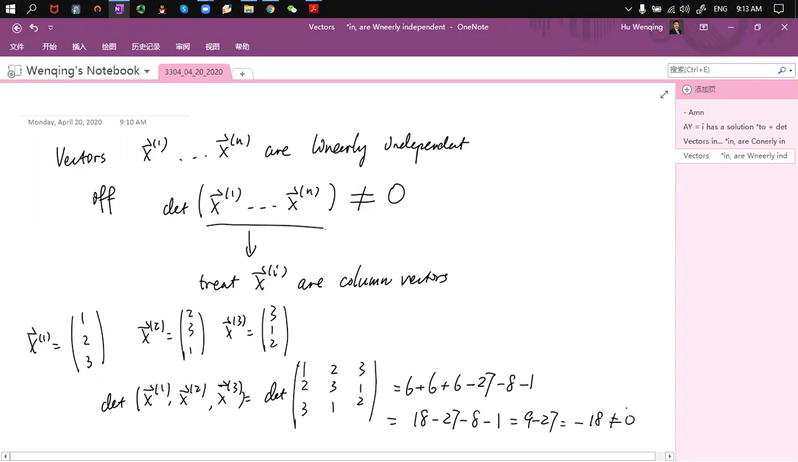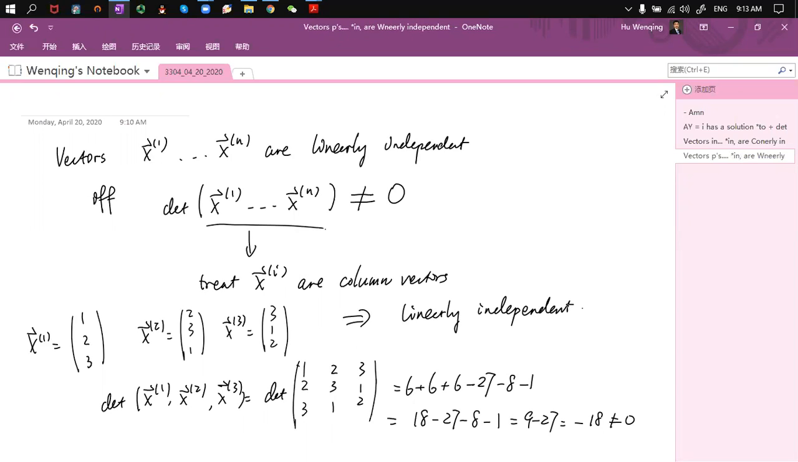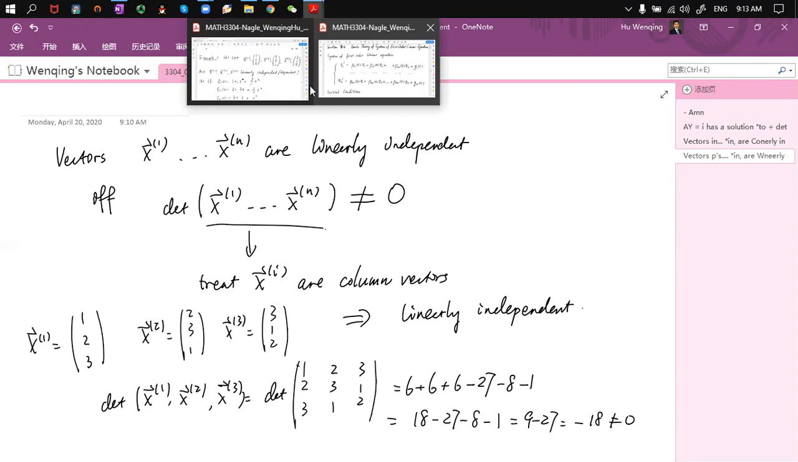So the Wronskian matrix is really not equal to 0, which means that they are linearly independent. It's very important. If the Wronskian is non-zero, it means the matrices here are linearly independent. They are not linearly dependent anymore. So they are linearly independent vectors. So that's one way to check these relations.